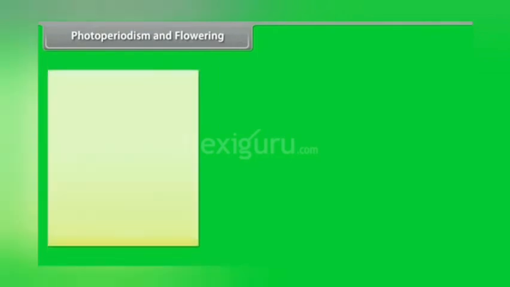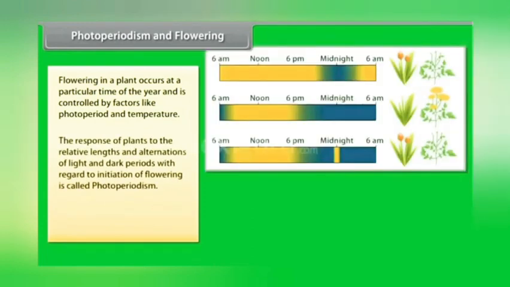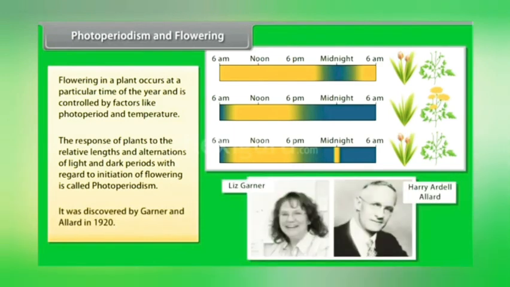Photoperiodism and flowering. Flowering in a plant occurs at a particular time of the year and is controlled by factors like photoperiod and temperature. The response of plants to the relative lengths and alterations of light and dark periods with regard to initiation of flowering is called photoperiodism. It was discovered by Garner and Allard in 1920.